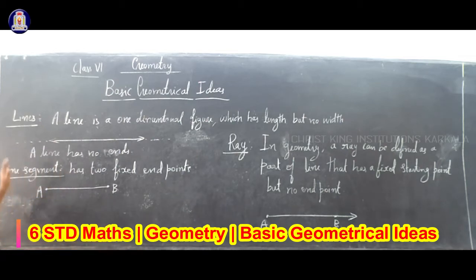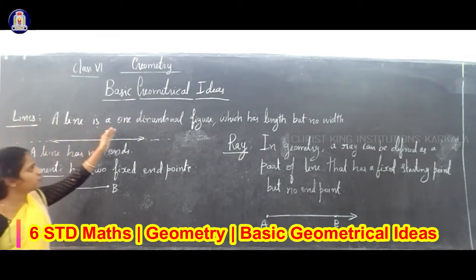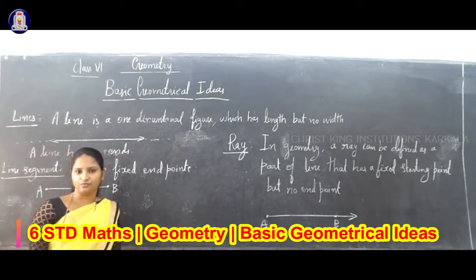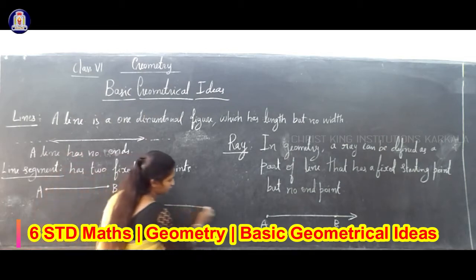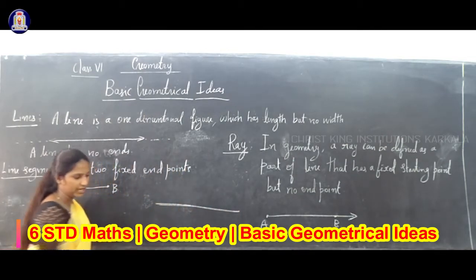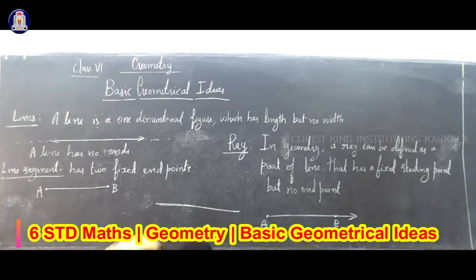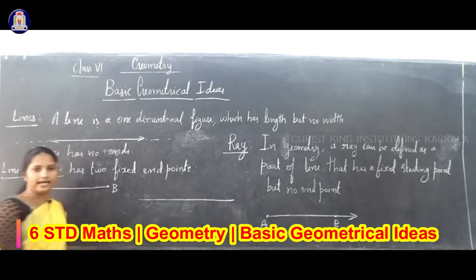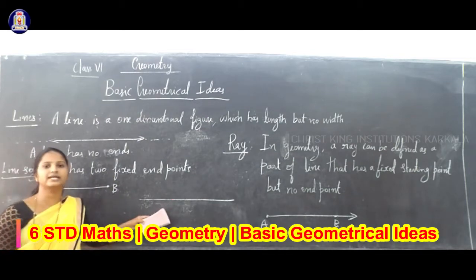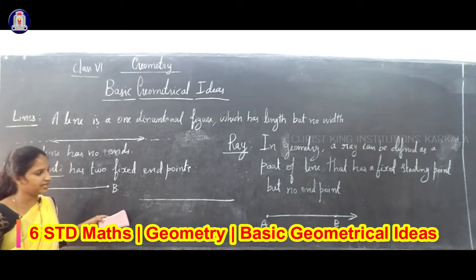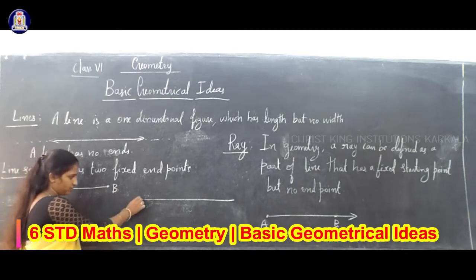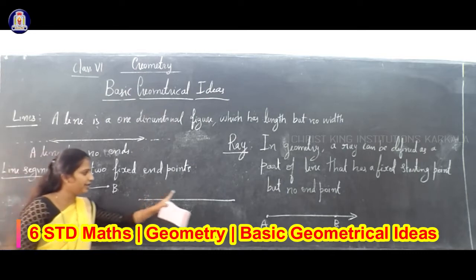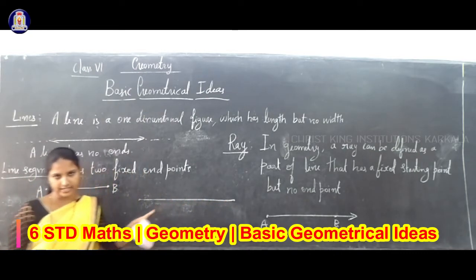What is the meaning of line? A line is a one-dimensional figure which has length but no width. So if you draw a straight line, this is what a straight line is, correct? If you draw it so that it doesn't look straight, that is not it. So draw a straight line. This is a line. But if you stop here, you can say there is an end point, right? So this is an end point and this is another end point.